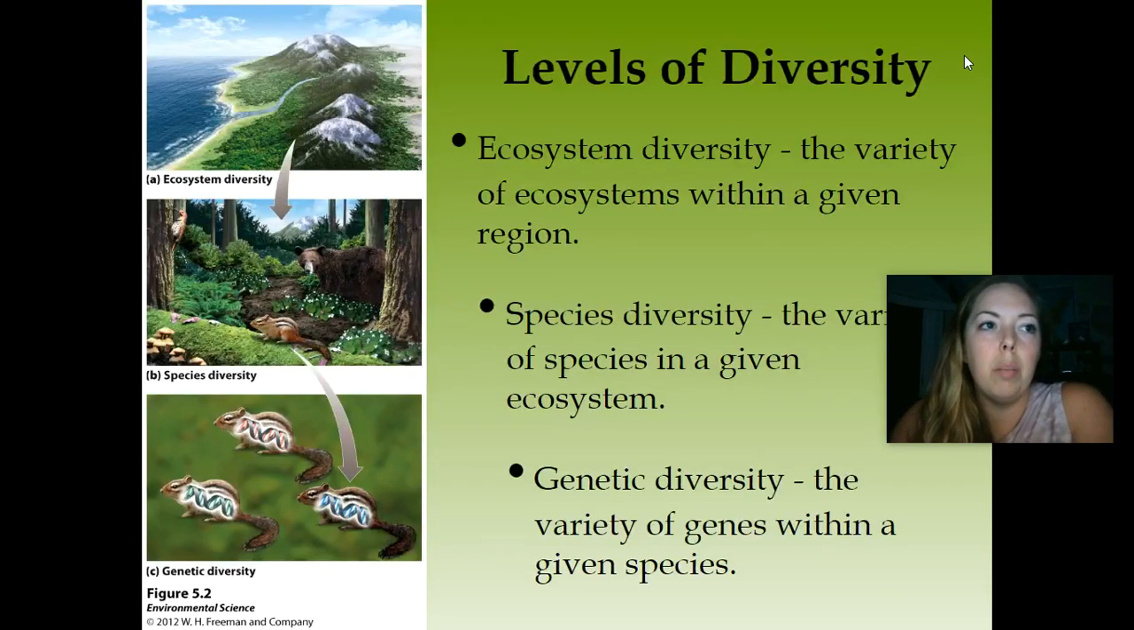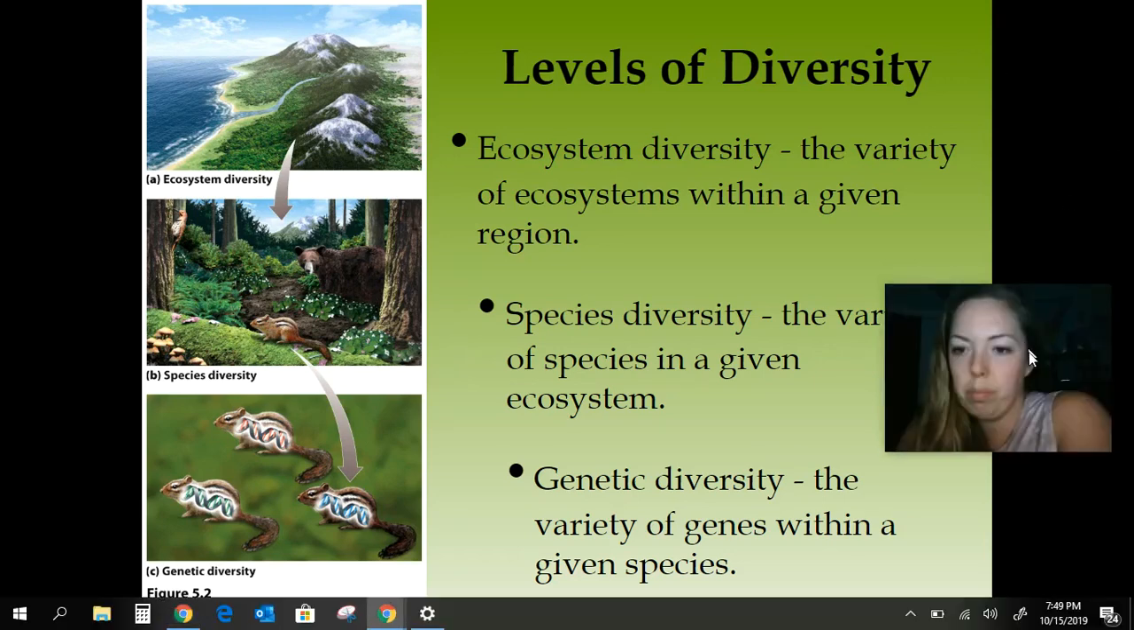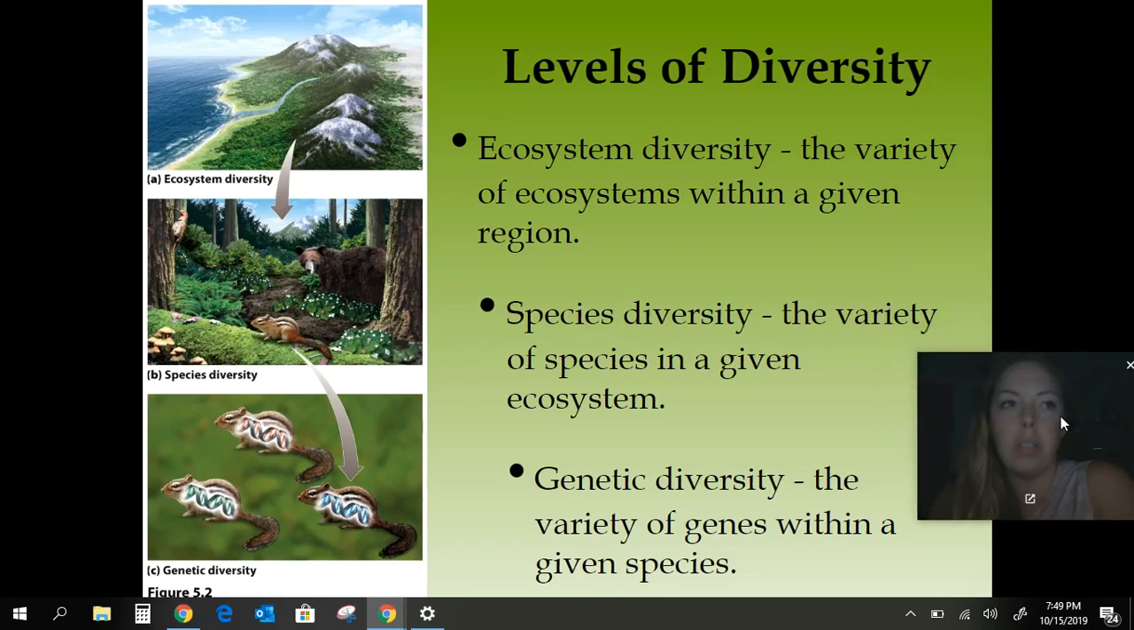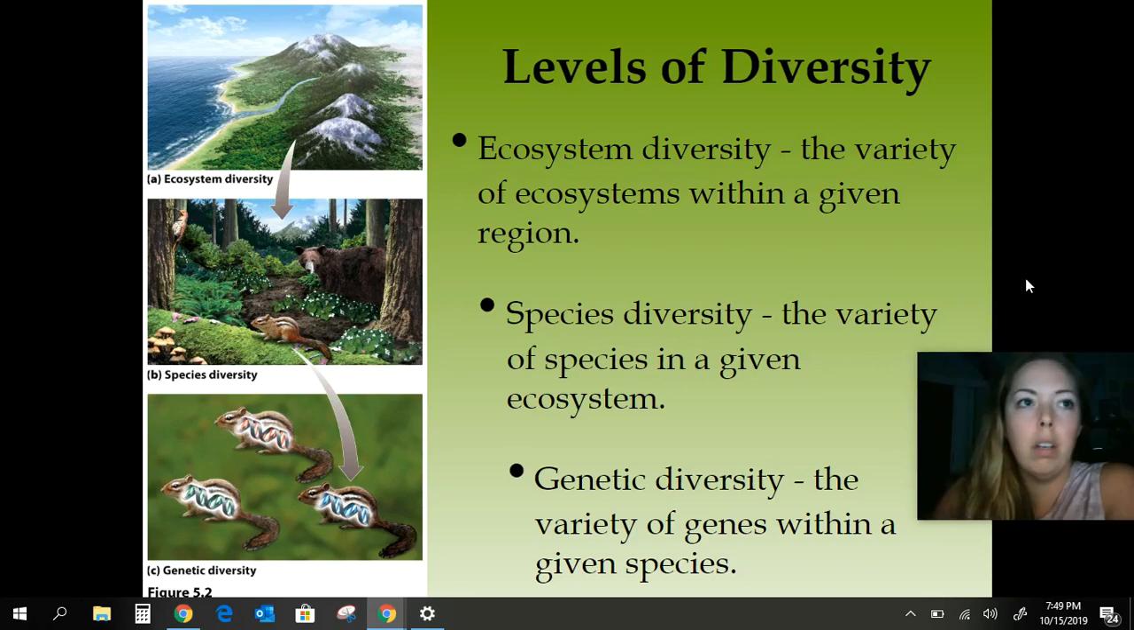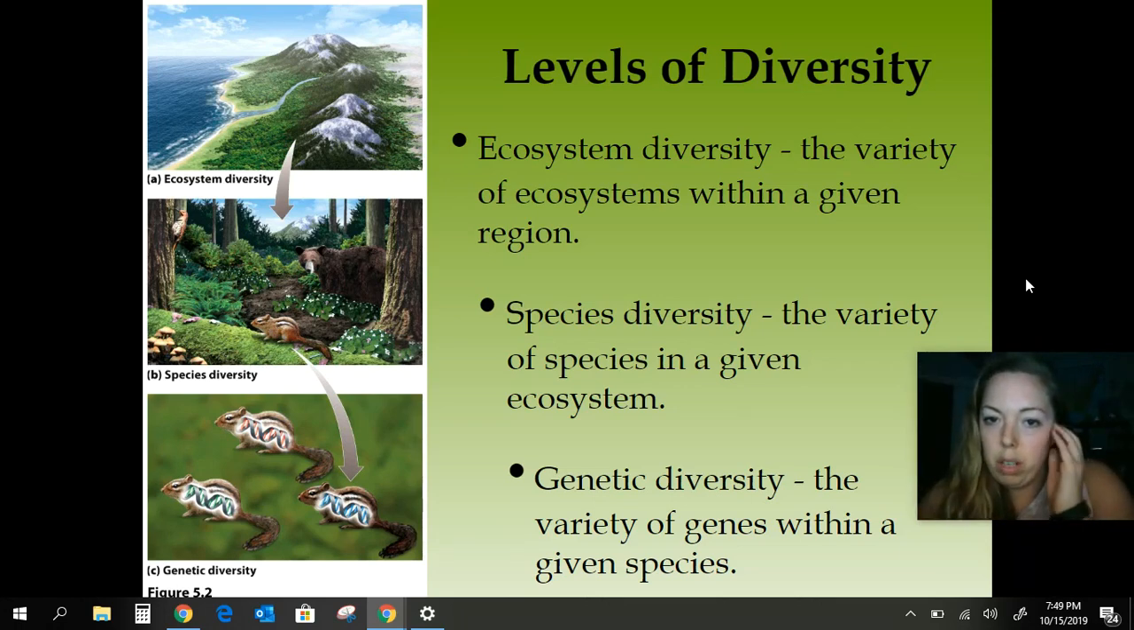We talked a little bit about this in the first chapter, with the different levels of diversity, but essentially we have these divided into three different levels, or three different scales, you could say. The first one is ecosystem diversity. Within a given region, for example, the variety of ecosystems is a measure of ecosystem diversity. This is kind of the largest level of diversity.